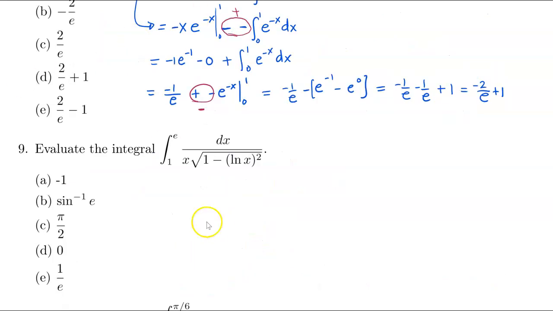Number 9, let's evaluate the given integral. So in this example, we will have to use integration by substitution. You would have to let u be equal to ln x, and so therefore your du is equal to 1 over x dx. This means that this dx over x here will just be your du.